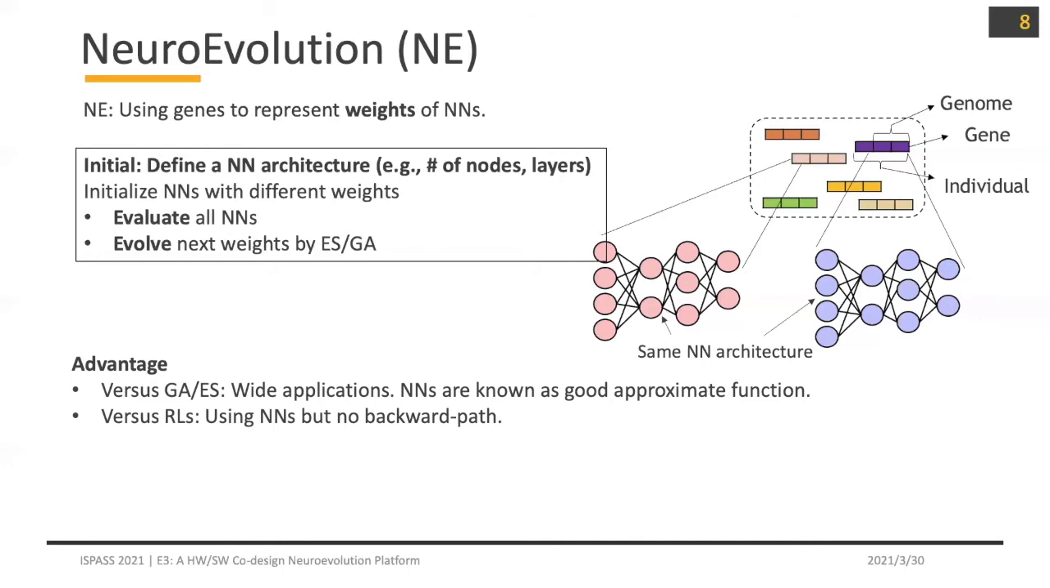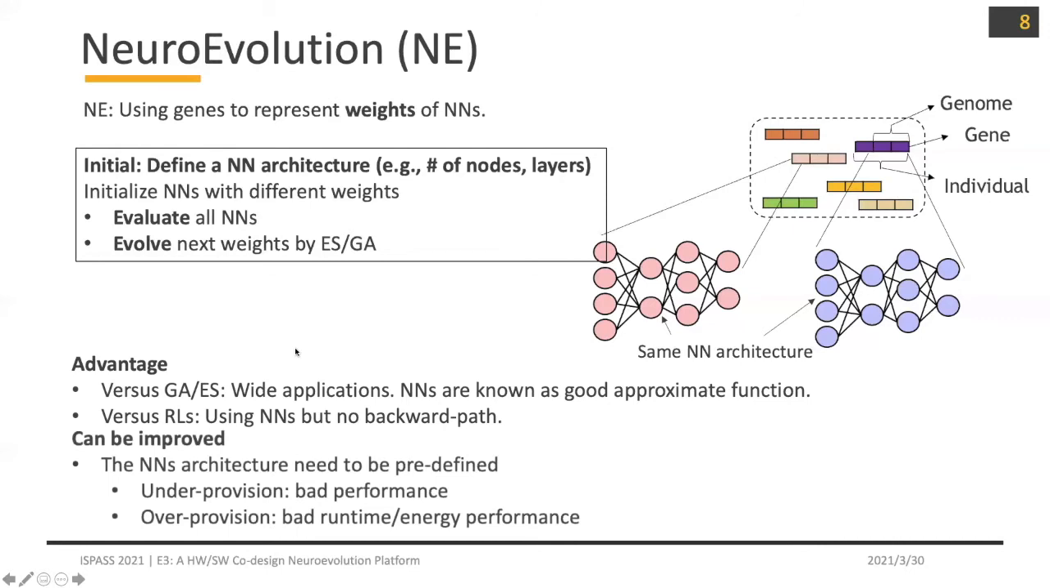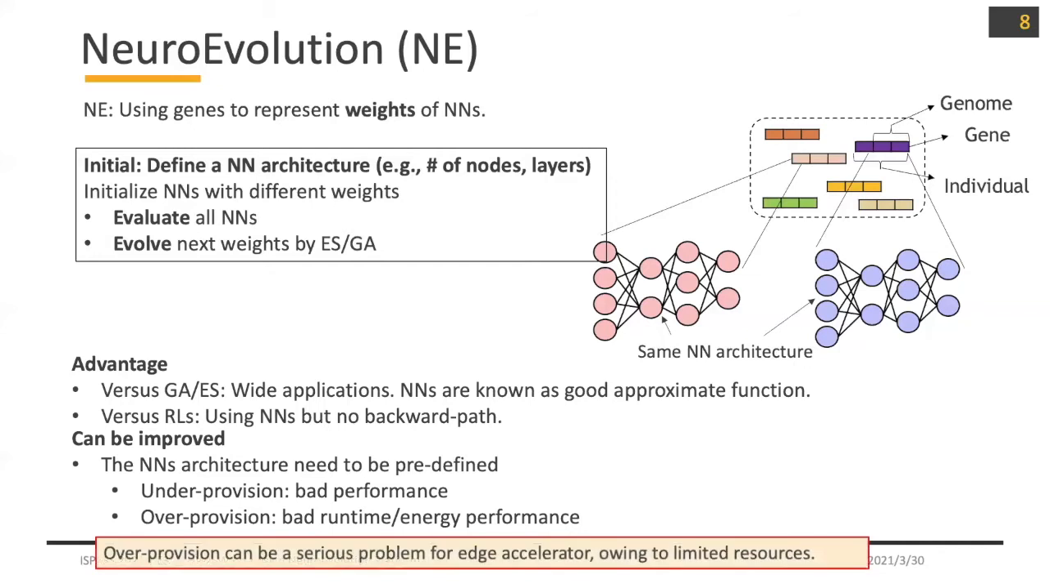Compared to reinforcement learning, it doesn't have a backward path. It only has the evaluation, which is the forward path. However, there are some things that can be improved. Because we need to predefine the neural network architecture, we run the risk of under-provisioning, which leads to bad performance, or over-provisioning, which leads to bad runtime or energy performance. Over-provisioning can be a serious problem for edge accelerators because of limited resources.